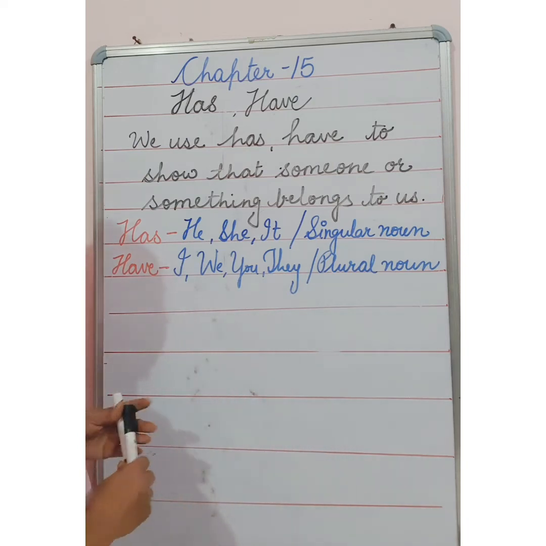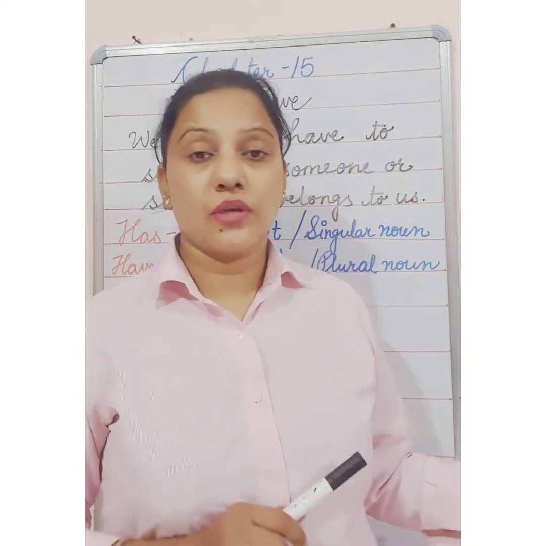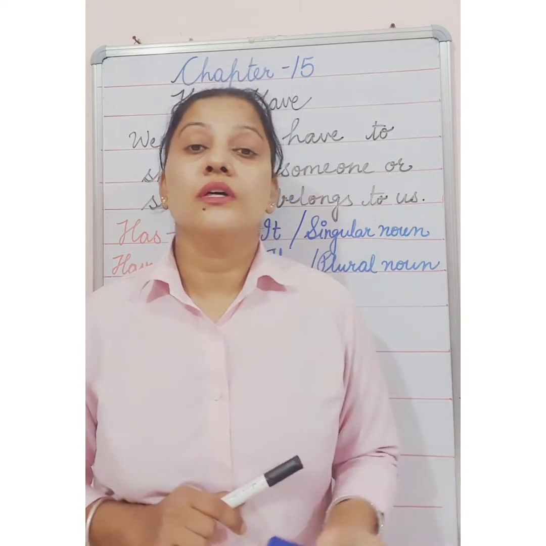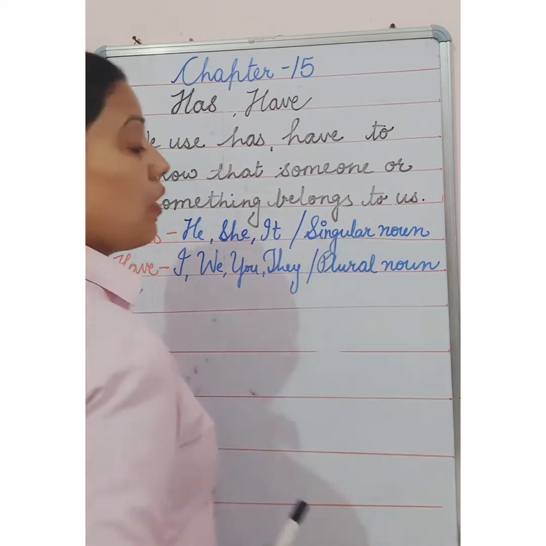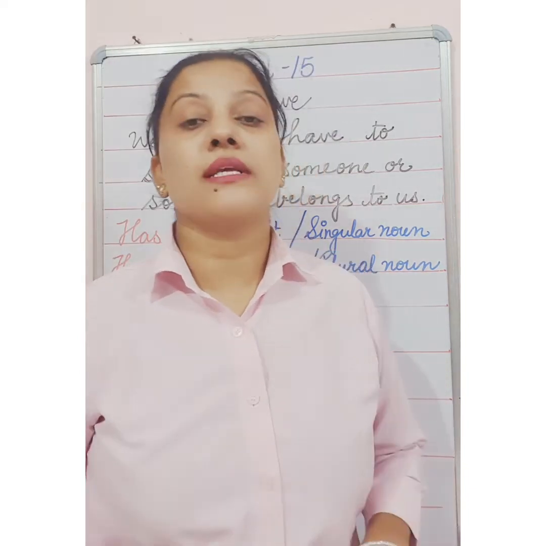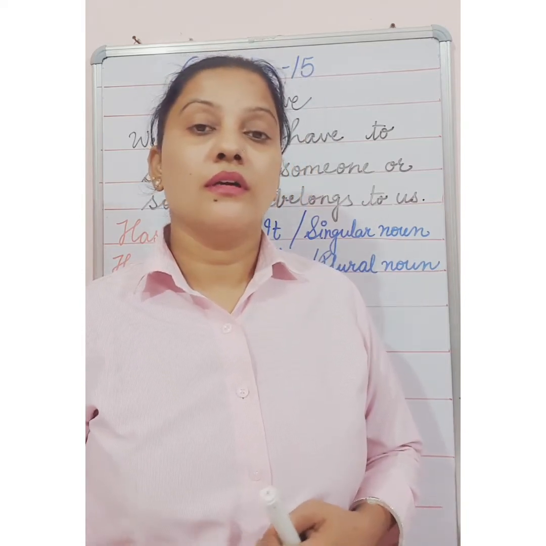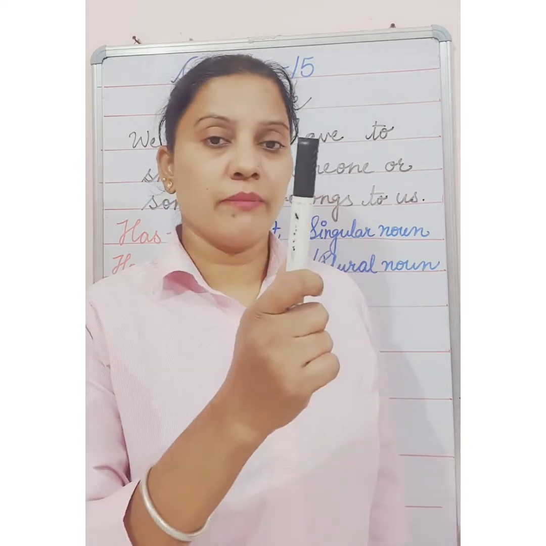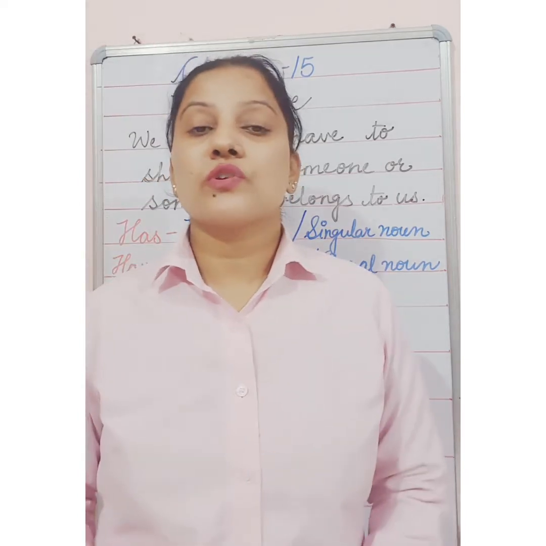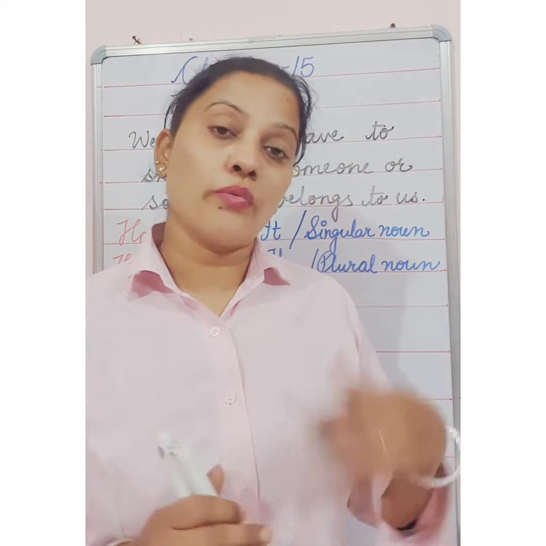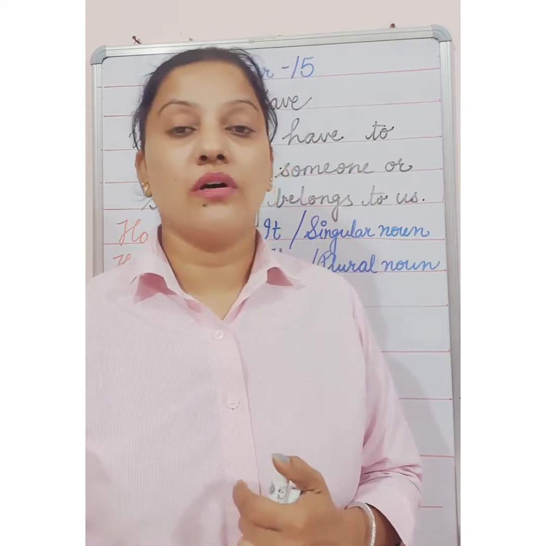So has we use with a singular noun or singular pronoun. Singular pronoun: he, she, it. Singular noun, when we are talking about one person or one place: Karnal, teacher, doctor, boy, girl, farmer. Yes, when we are talking about one thing only: 1 marker, 1 table, 1 book, 1 board. So when we are talking about one noun or one pronoun, we use has.